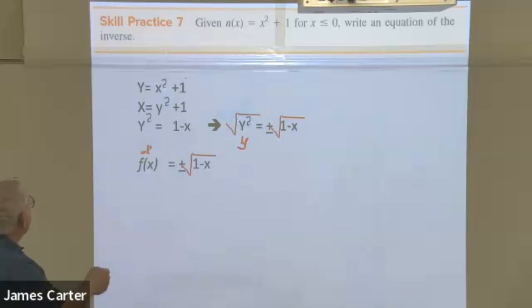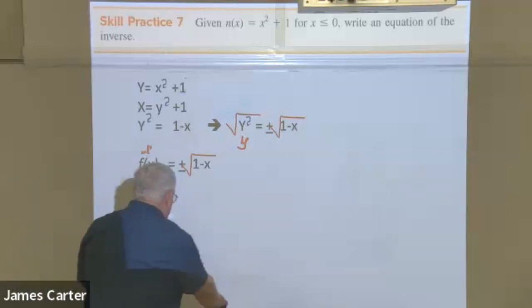Well, here we replace the f of x. We interchange x and y. We solve for y equals. So here I put in my f inverse, that's the -1 right there, equals this thing. So that is my equation for the inverse then.